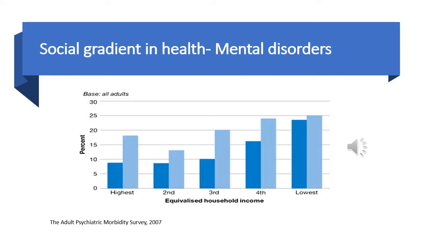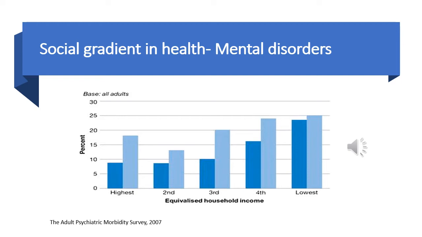Evidence also showed that there is inequality in mental disorder prevalence and incidence. So there is a survey from the UK done in 2007 that showed that the prevalence and incidence of mental disorders were very common in people with lowest income compared to those with highest income. And just to clarify the graph, the dark blue bar represents men and the light blue represents women.